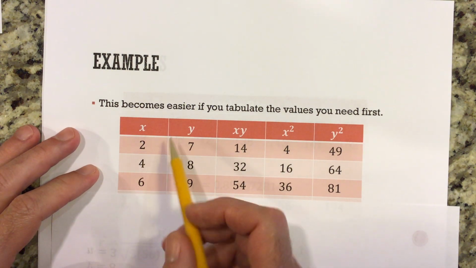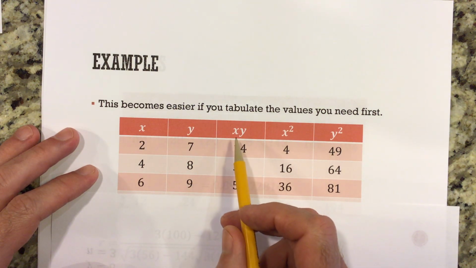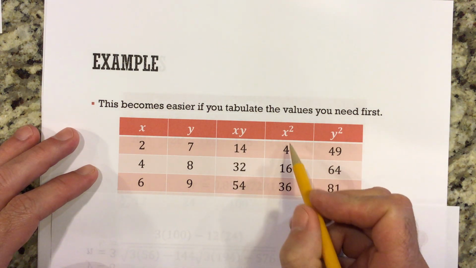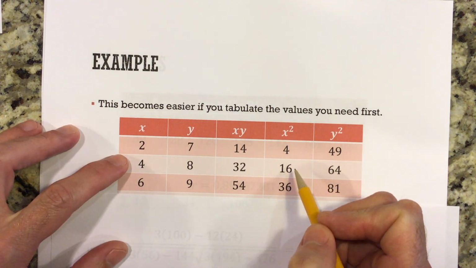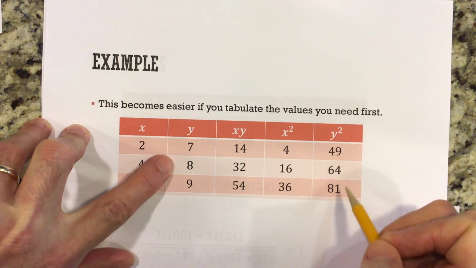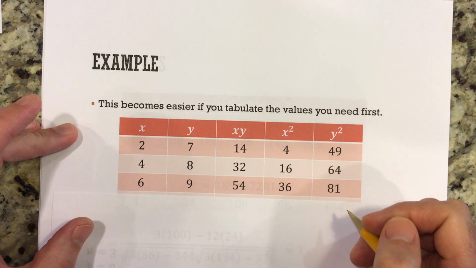Again, I would make a table if I did this by hand. List out my ordered pairs and then add a column, x times y. 2 times 7, 4 times 8, 6 times 9, so on. Add a column for the x squareds, 2 squared, 4 squared, 6 squared. Add a column for the y squareds, 7 squared, 8 squared, 9 squared, right? So you can see, very easy to do that without a calculator.